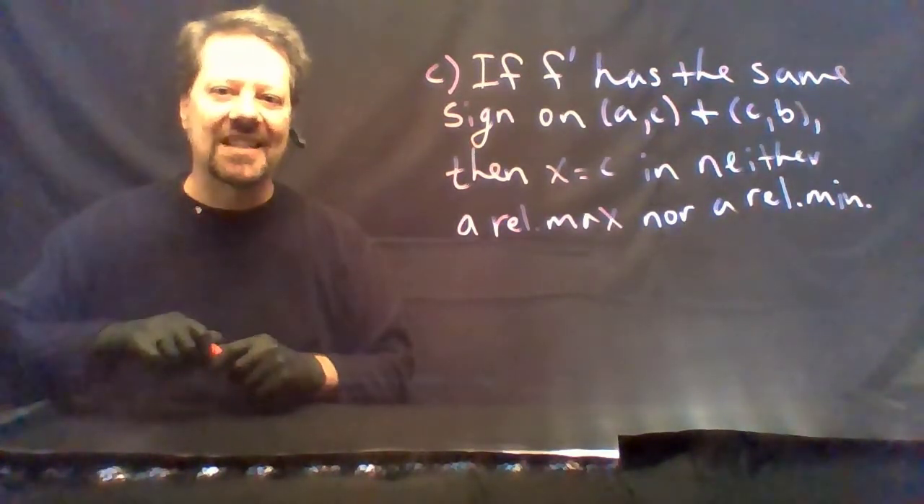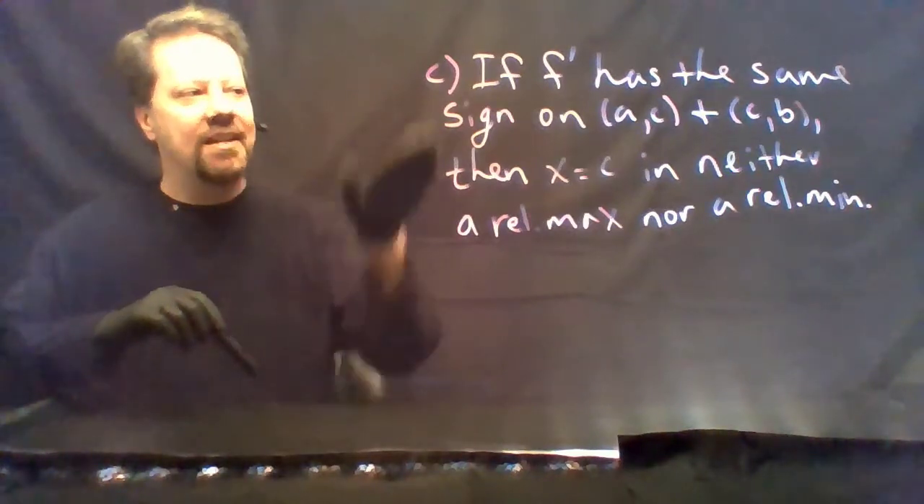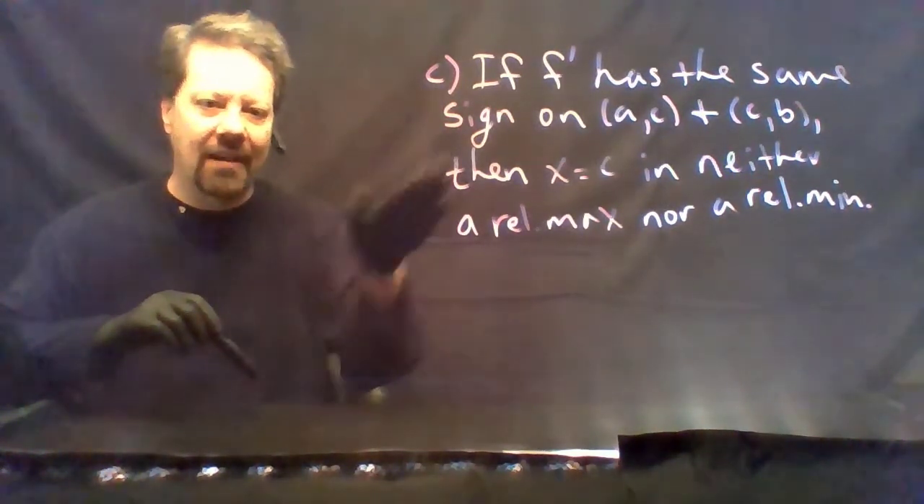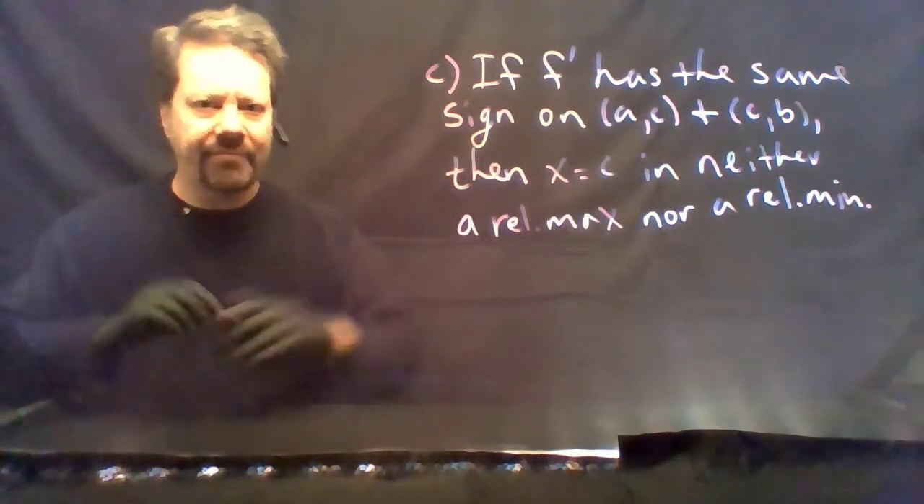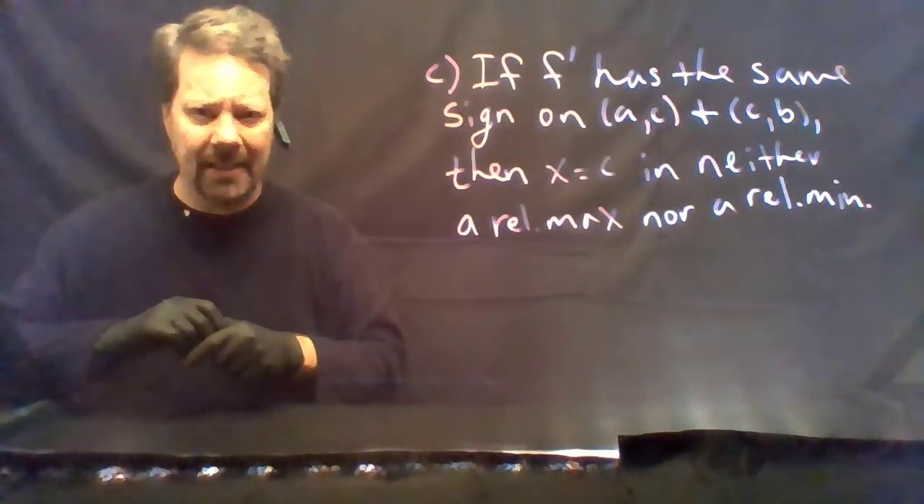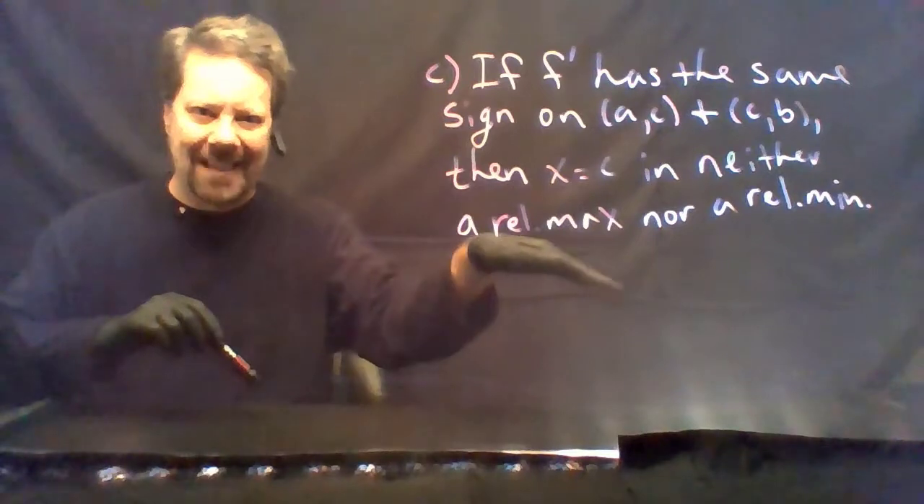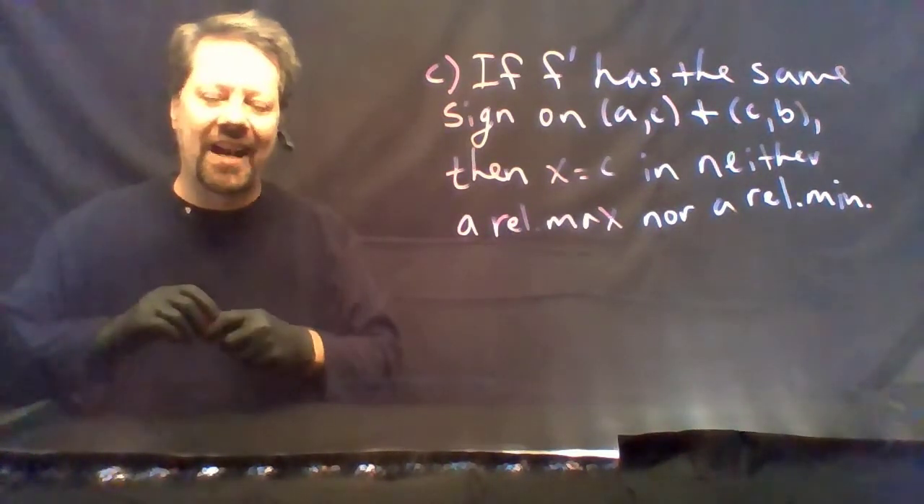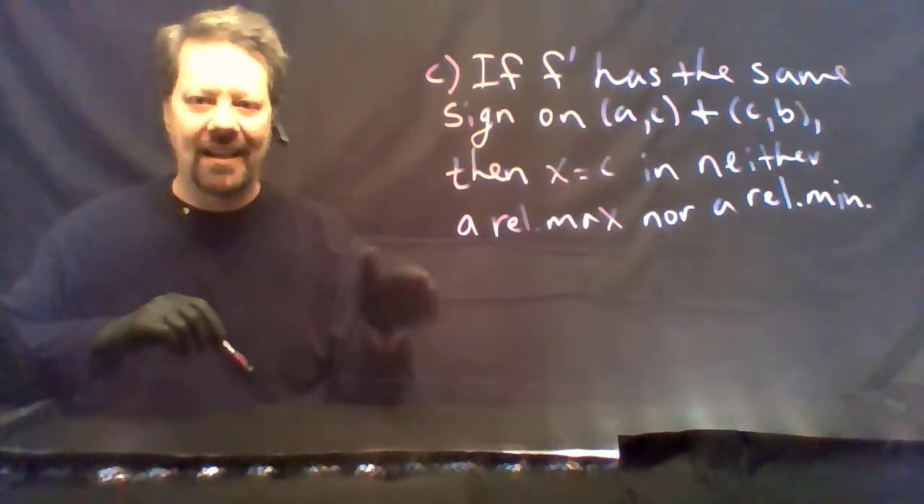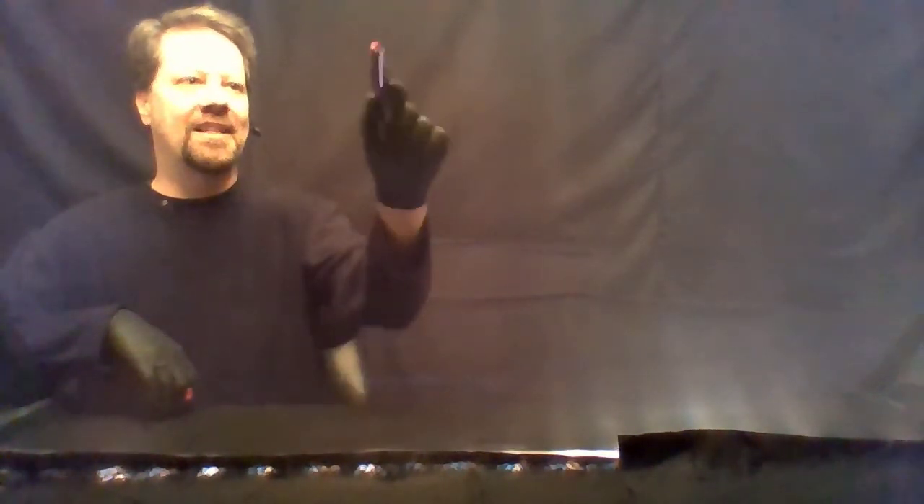But we need to say this. If you have the same sign derivative, if you're going up before you get there and you continue on up afterwards, you don't have a local max or a min at x equals c. Similarly, if you're going down before you get there and down afterwards, it's neither a max nor a min at x equals c. The proof goes pretty much as you might anticipate.